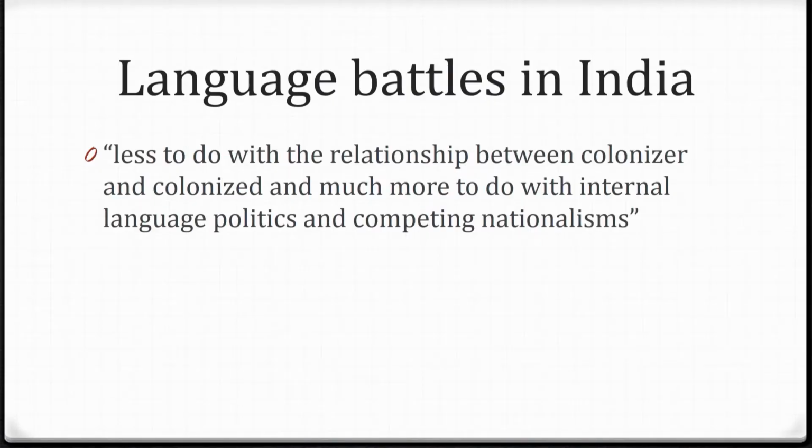Now it has got less to do with the relationship between colonizer and colonized, and much more to do with internal language politics and competing nationalisms. Think about the language riots which happened. It was not between English and Indian languages. English ceased to be the colonizer's language. It became one of the Indian languages, and one of the fierce battles fought during the 1960s and 70s was between Hindi and Tamil. There was a very acute divide between the north and the south as far as the imposition of a certain language was concerned.